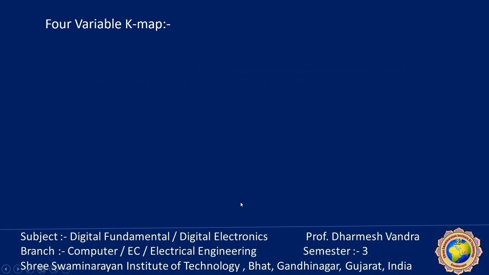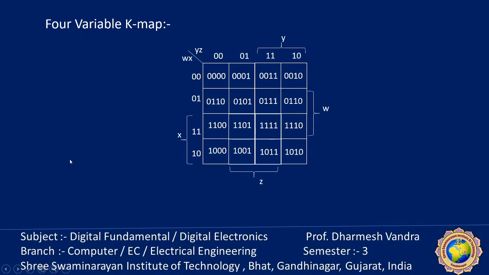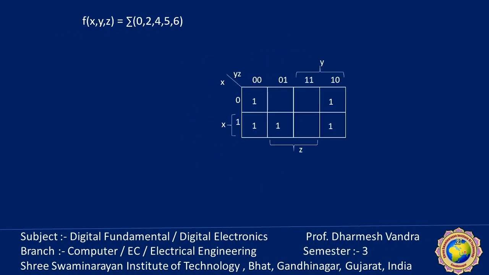As the number of variables is increased, the tabular or graphical method requires more cells. So this is the example: suppose a 4 variable w, x, y, z, 4 binary variables are there, which, as shown in this figure, are listed in 16 different combinations.